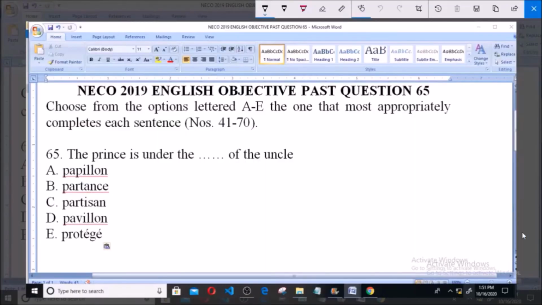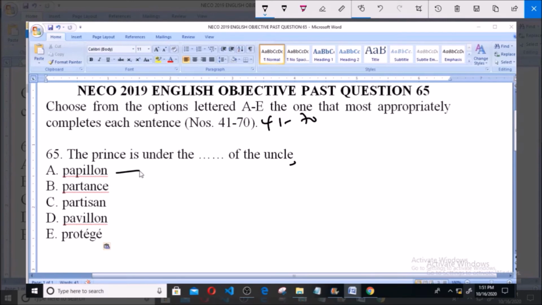Welcome, this is NECO year 2019 English objective past question, question number 65. And to this question, the instruction here says choose from the options lettered A to E the one that most appropriately completes each sentence. This instruction is applicable to question number 41 to 70, and here we are considering question number 65. And the statement under question number 65 says: the prince is under the dash of the uncle.